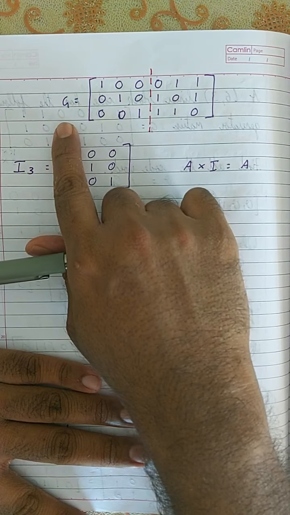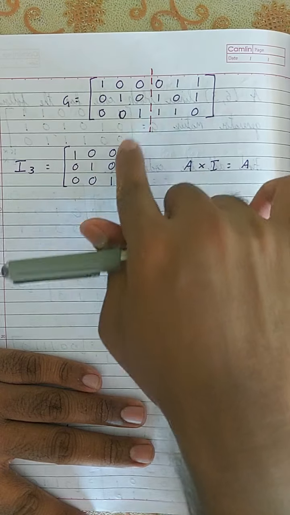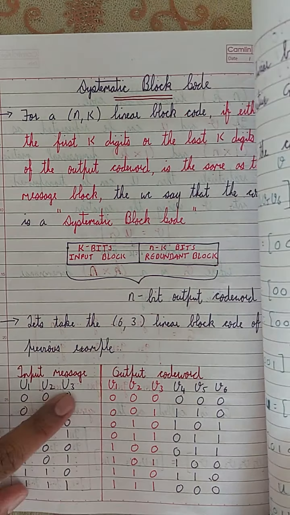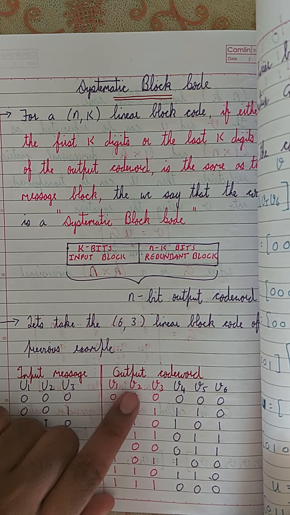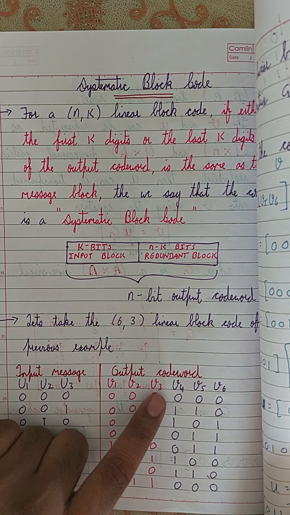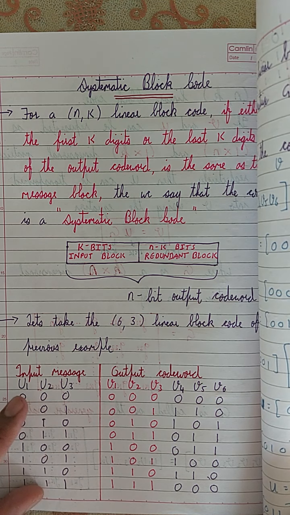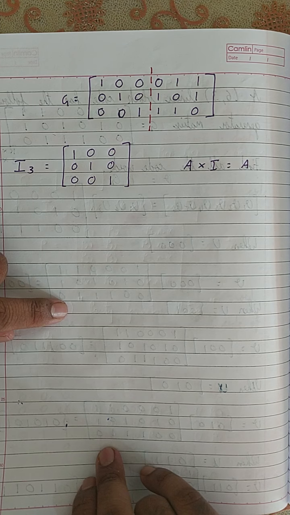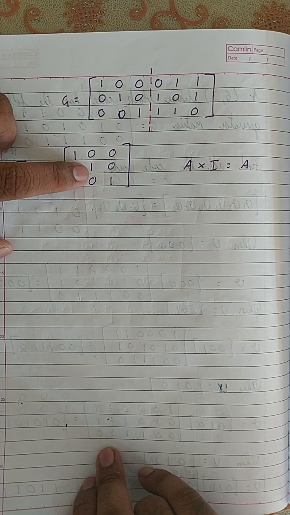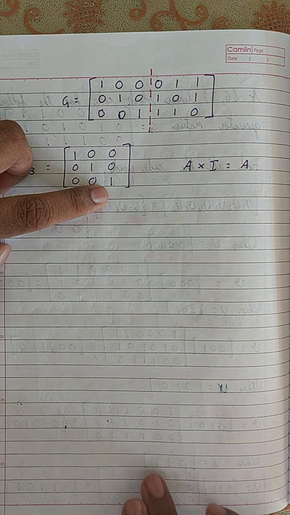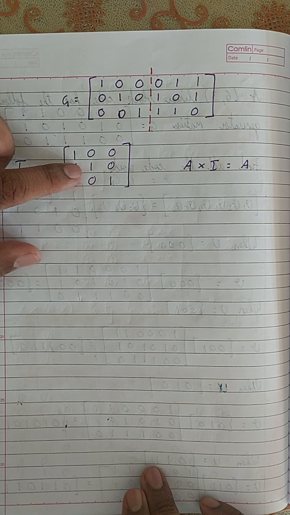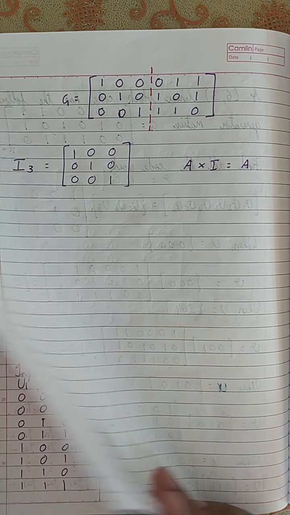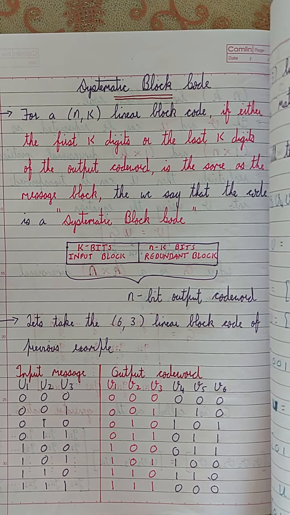And this generator matrix has an identity matrix inside. That is why, when you were trying to find the values of V1, V2 and V3, what you were actually doing was multiplying U1, U2 and U3 with the columns of the identity matrix. This was being multiplied with U1, this with U2, and this with U3. That is why V1 is equal to U1, V2 is equal to U2 and V3 is equal to U3. That is why you got the same value as your message bits itself.